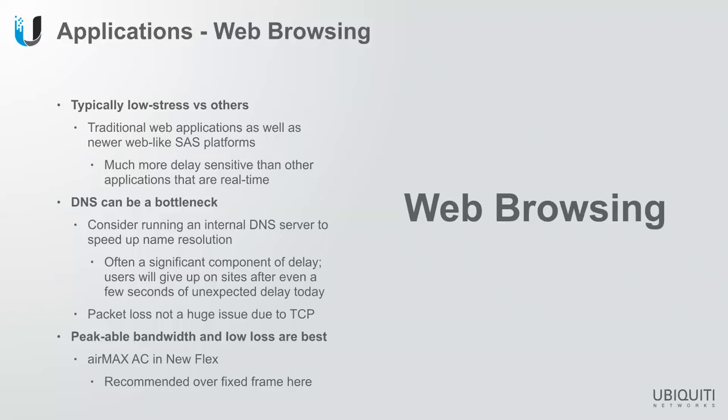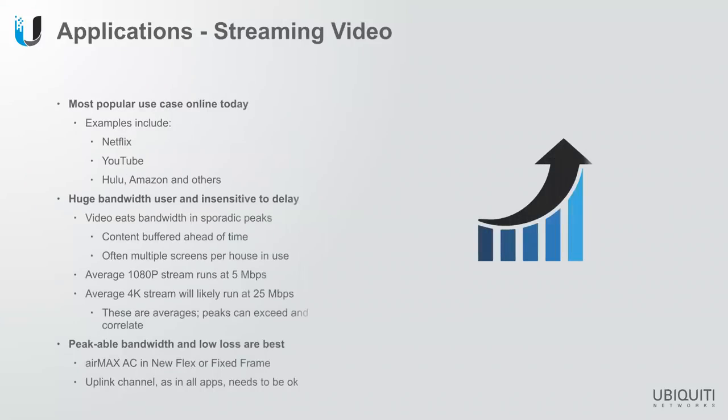Packet loss is not a huge issue, I would say, but it is definitely going to cause a session to slow down if you encounter it at the start of a web page loading, for example. So again, things like airMAX AC in new flexible mode or fixed frame are going to be preferred. The choice between those is really going to depend on whether you're likely to suffer from self-interference or not.